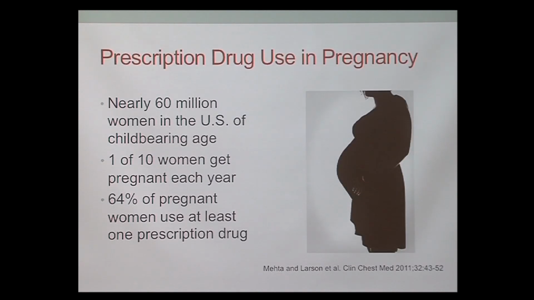So overall, when we look at prescription use in pregnancy, nearly 60 million women in the U.S. are of childbearing age. 1 in 10 women get pregnant each year, and approximately 64% of those end up taking some type of prescription drug. Literature shows that on average, a pregnant woman will receive between about 3 to 5 prescriptions during their pregnancy.